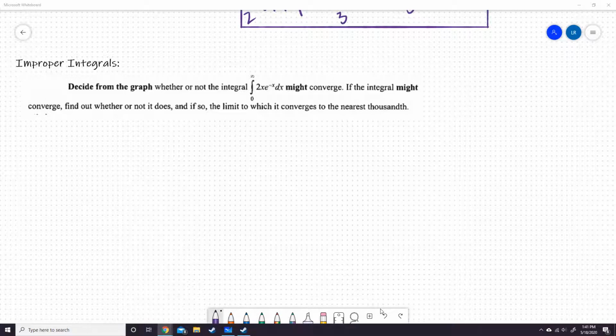In this video, we are going to explore one improper integral. We're going to decide from the graph whether or not the integral from 0 to infinity of 2x e to the negative x dx might converge. If the integral might converge, find out whether or not it does, and if so, the limit to which it converges to the nearest thousandth.